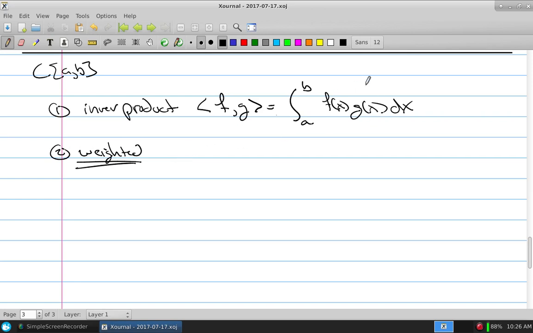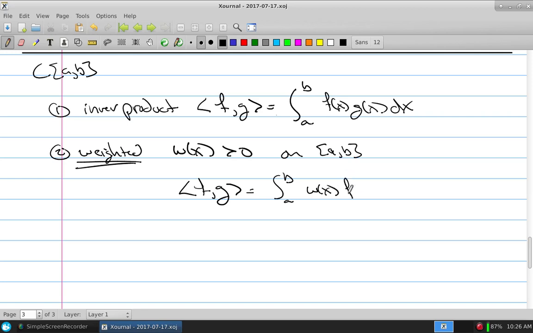If this is using an infinite number of heights between a and b, I need to have an infinite number. But what's the easiest way to represent that? A function. But it has to be what? A strictly positive function on [a, b], and then we would just simply say the inner product is now the integral from a to b of w(x) f(x) g(x) dx.